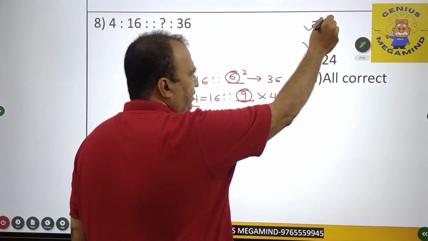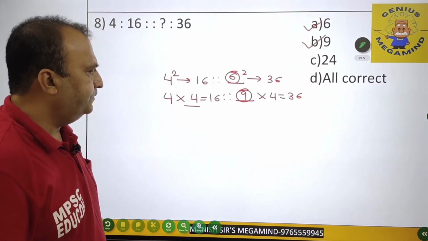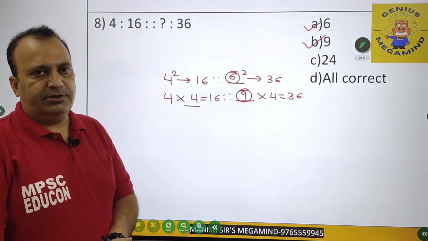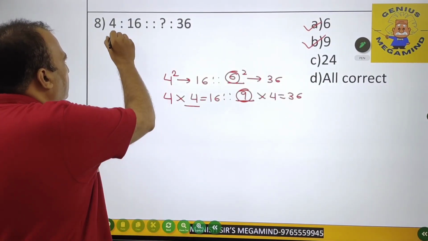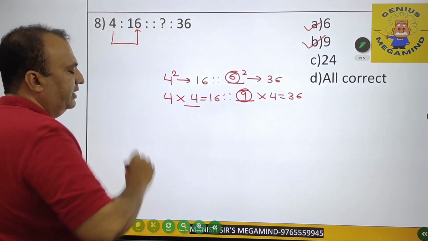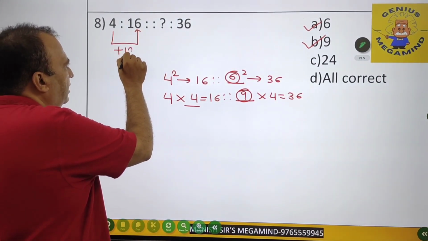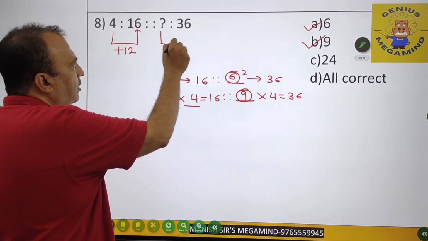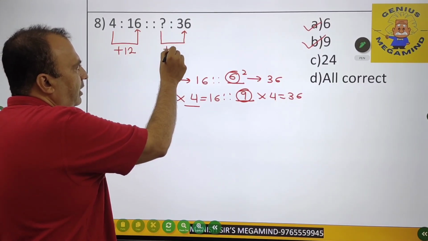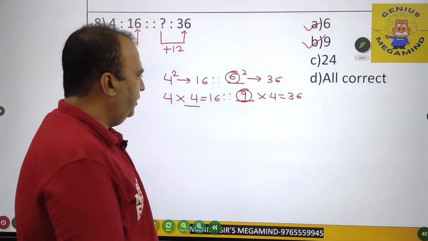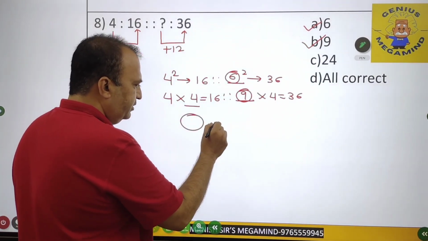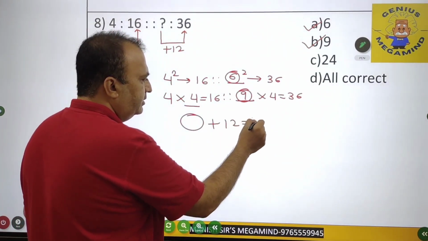So the answer for this question is what? B also. Again, dealing with the same question in a different method. So the difference between these two numbers is 4 plus 12, which is what? 16. So what plus 12 is 36?